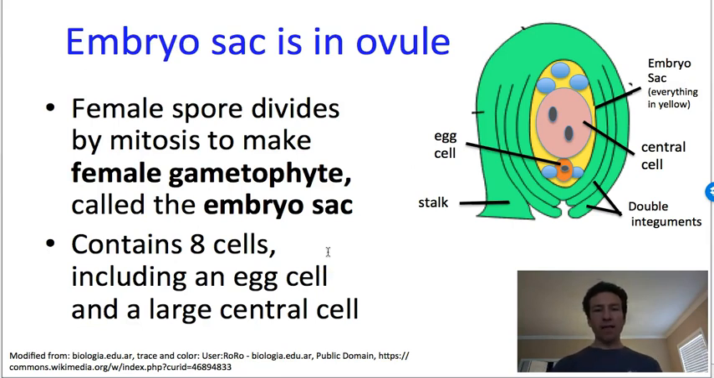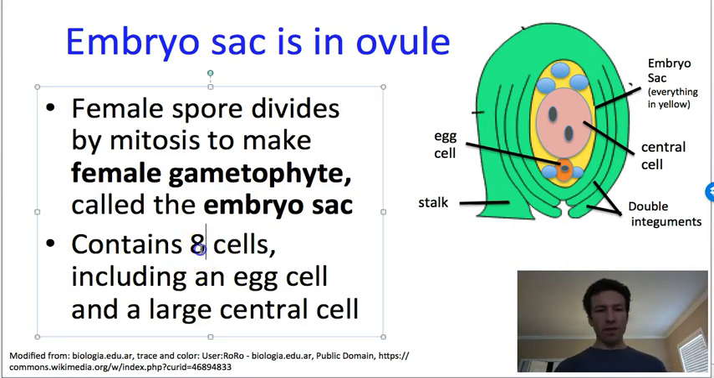This same process happened in the gymnosperm. We still had one haploid cell that divided by mitosis and made a multicellular female gametophyte. Here, that's going to happen, but it's a more specialized female gametophyte. It is made up of 7 cells. I said 8 here, but that's a mistake. And each of those 7 cells is going to have some role.